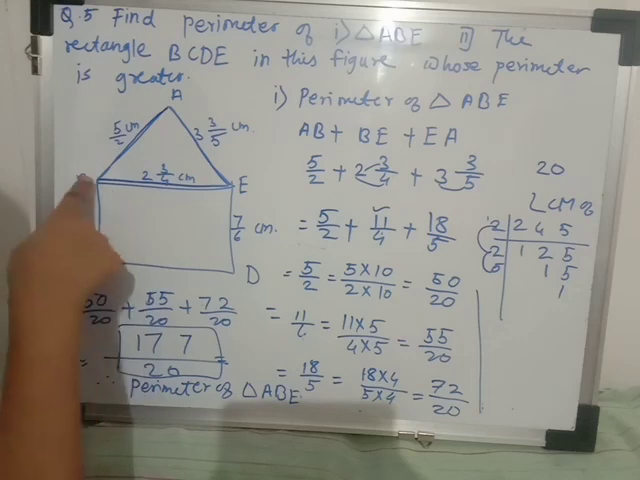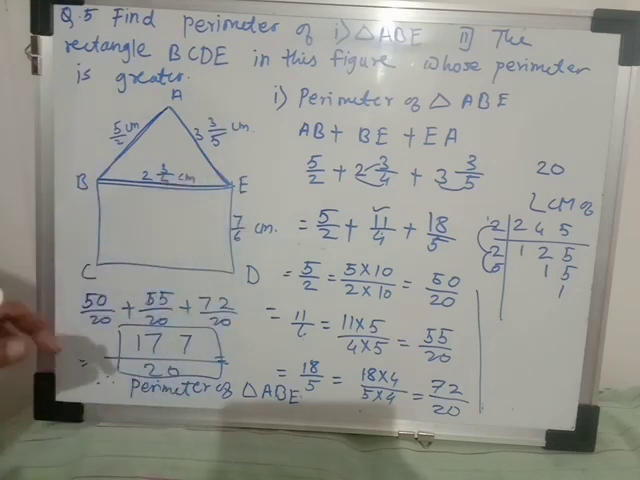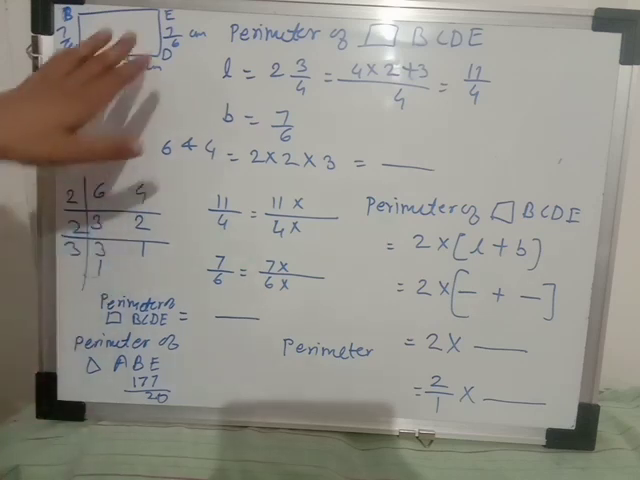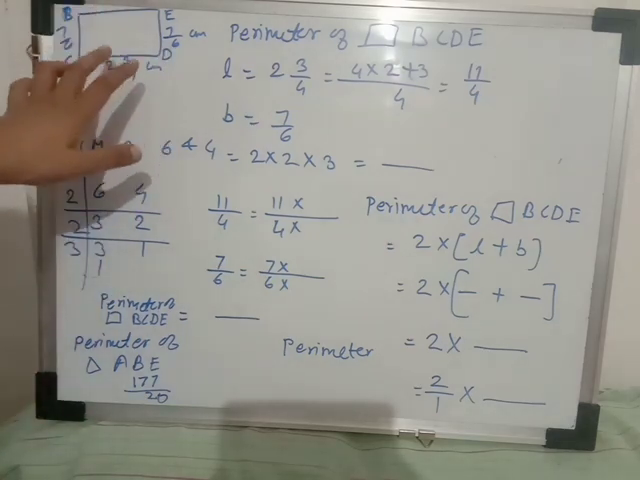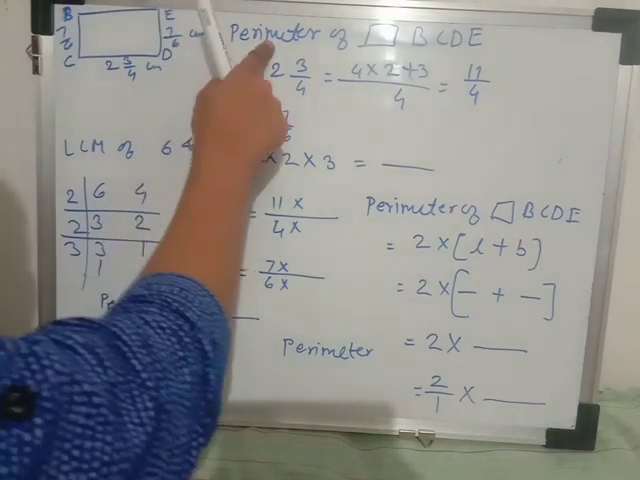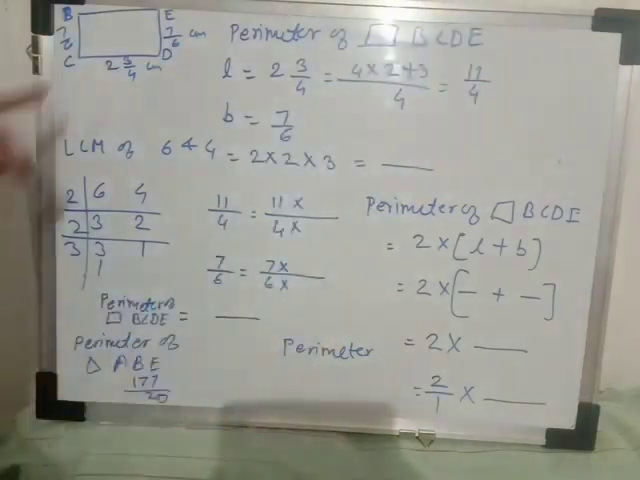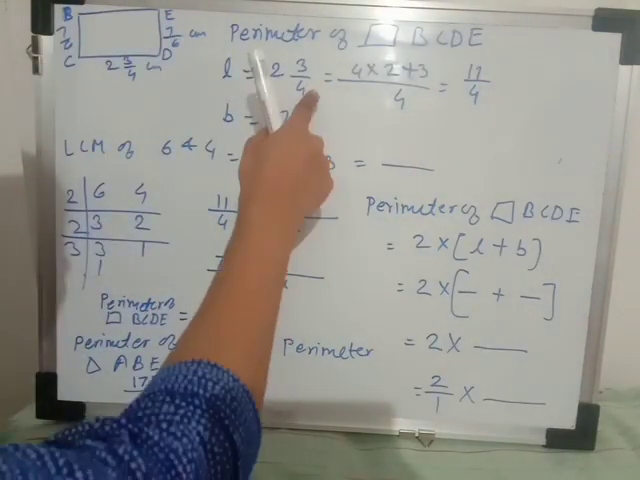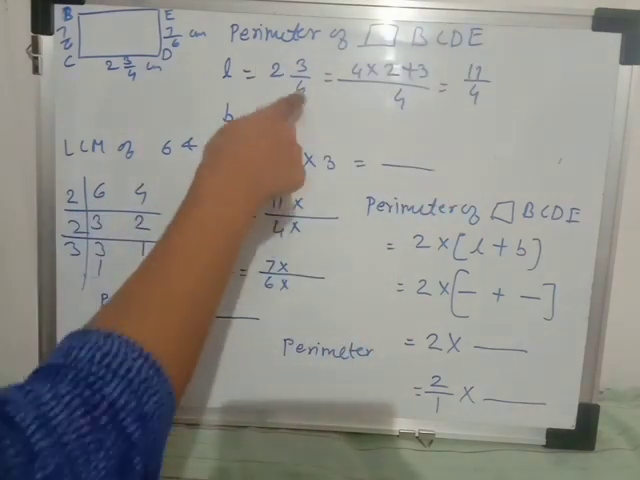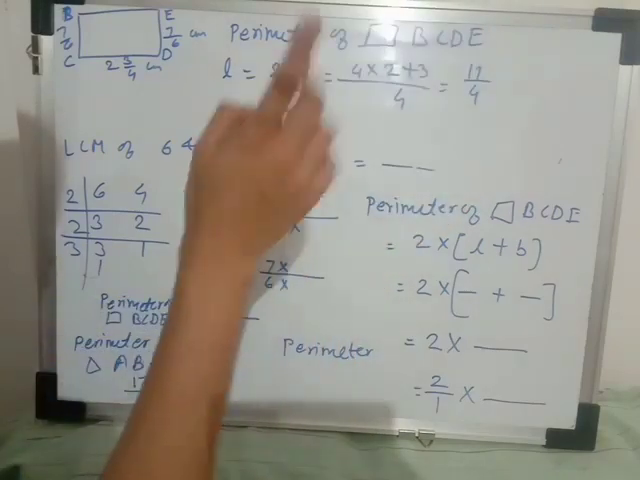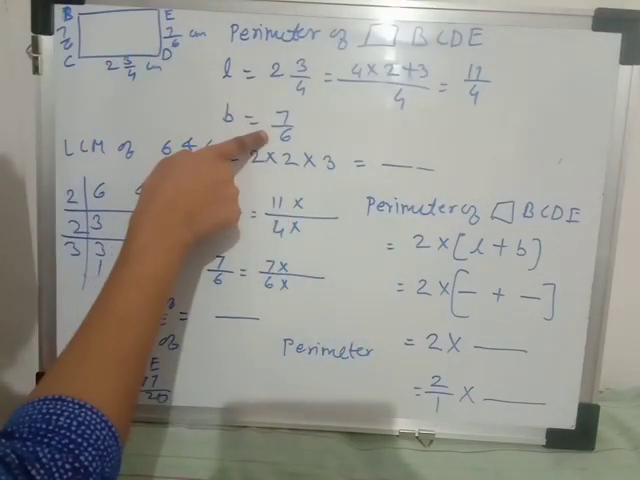Now we have to find out the perimeter of the rectangle. The second part of this question is to find the perimeter of the rectangle. Same method you have to follow as we did in the previous question. Perimeter of rectangle BCDE, length is 2 3 upon 4. That is a mixed fraction, so we have to convert it into an improper fraction. 4 2s are 8, 8 plus 3 is 11 by 4. So here we got the fraction, and B is already in the form of a fraction.